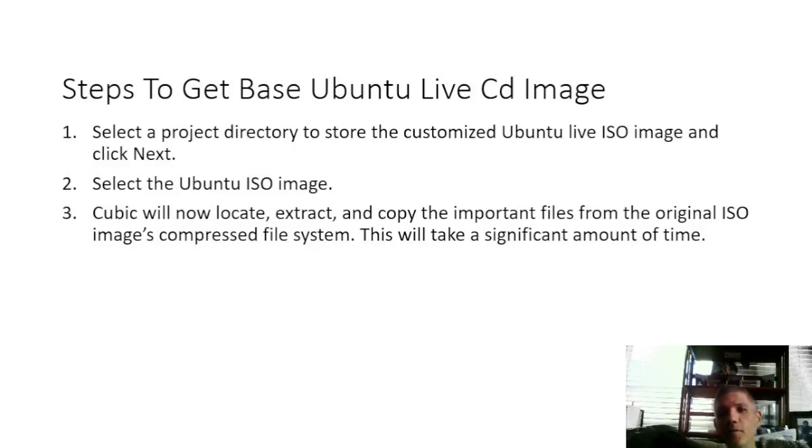Now just to give you a quick overview of what we need to do next, we need to start Cubic and basically just select the project directory in which we're going to store our modified ISO, and then we need to download the ISO that we're going to modify. And then what Cubic is going to do is locate important files and extract them from the original ISO so that we can modify them inside Cubic's virtual environment. And we're about to see screen recordings of that being done.